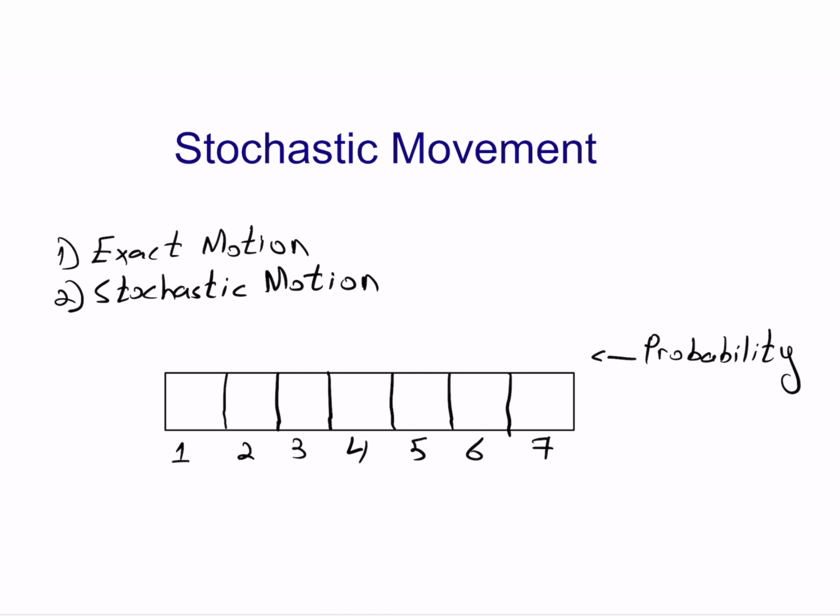In this video, we are going to talk about movement or motion. Now, motion in histogram filters and in Bayesian filters generally can be divided into two types, an exact motion and a stochastic motion. And as you probably guess, an exact motion is the easiest to explain. Let's say that I know I'm at bin number 3, for example, and now the robot moves 2 bins. So I will move to bin number 5.